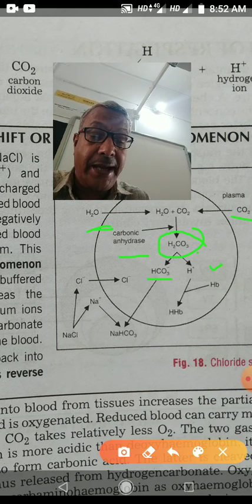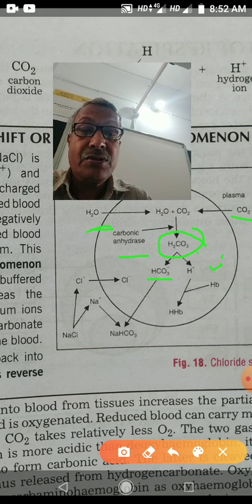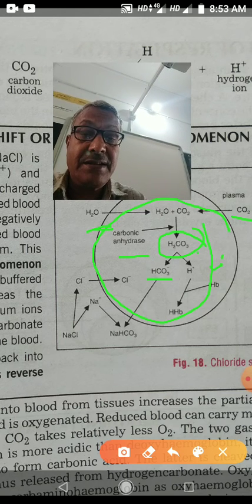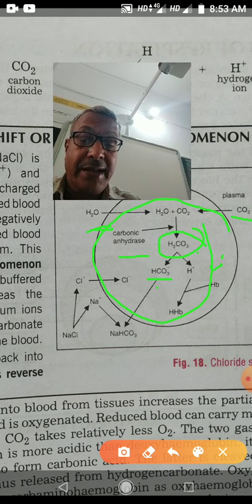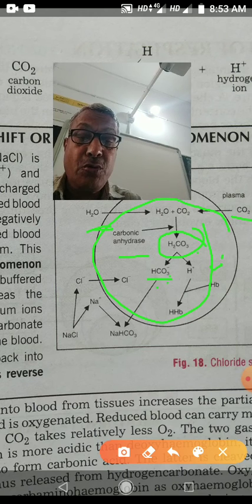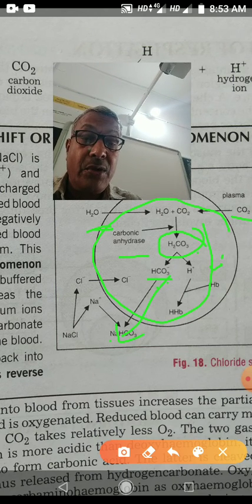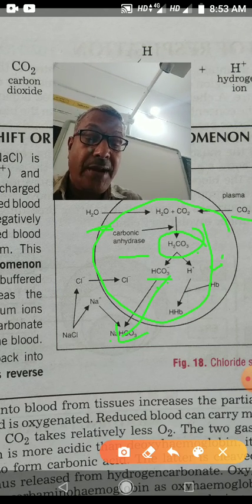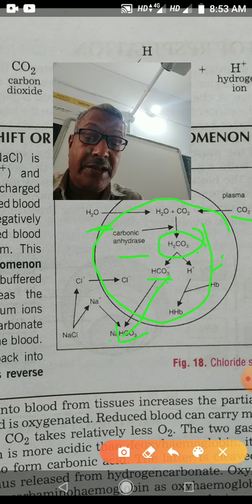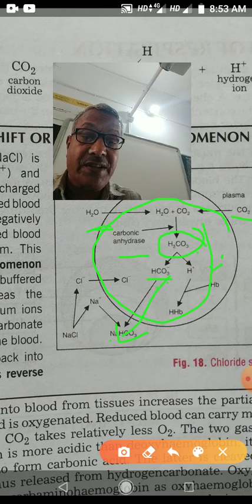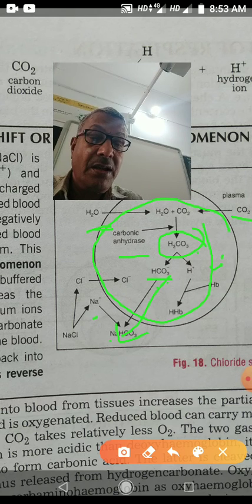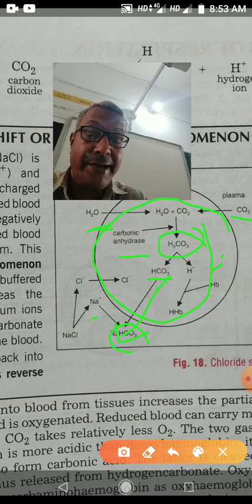This bicarbonate ion moves out of red blood cells. So this is the red blood cells. From the red blood cells, bicarbonate ion, that is hydrogen carbonate ion, moves out. And when it moves out from the red blood cells, it will come into the plasma. In plasma, it combines with sodium ion and forms sodium chloride.